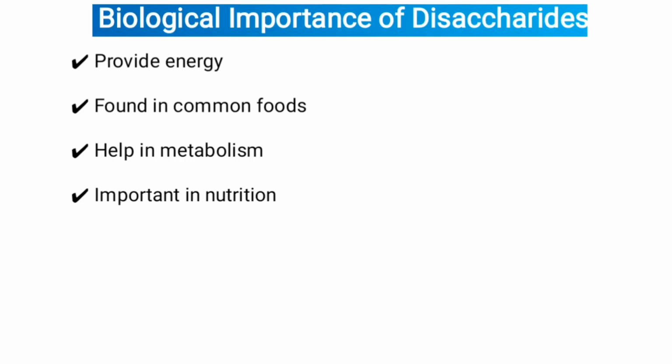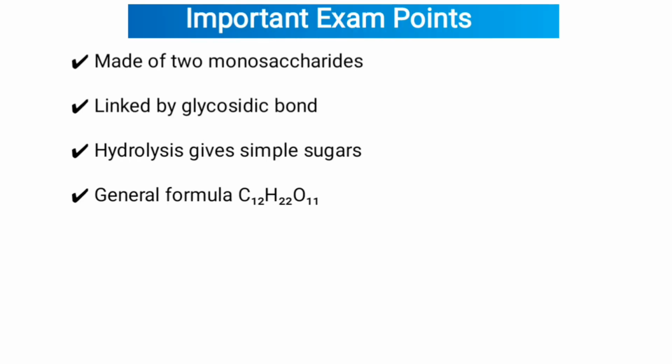Biological importance of disaccharides: provide energy, found in common foods, help in metabolism, important in nutrition. Important exam points: made of two monosaccharides, linked by a glycosidic bond, hydrolysis gives simple sugars. General formula is C12H22O11. So, my dear student, this is all about today's lecture on disaccharides.